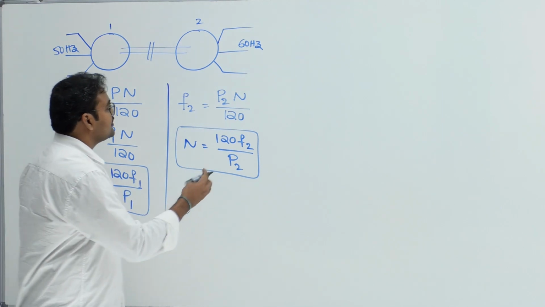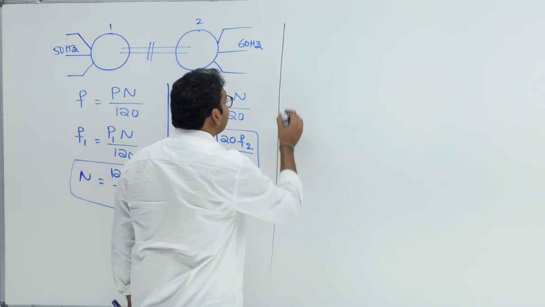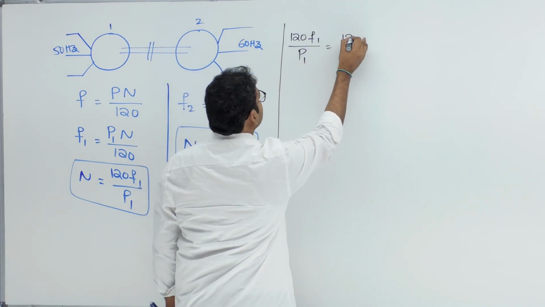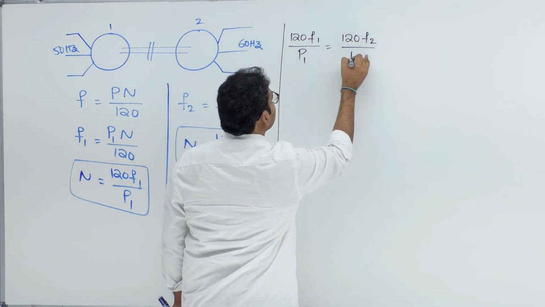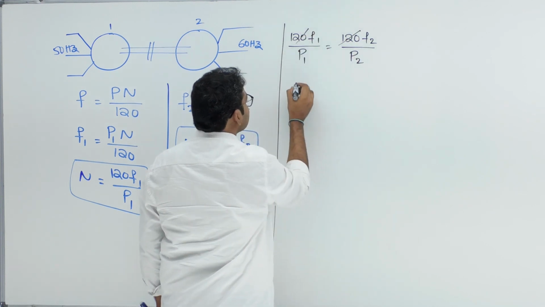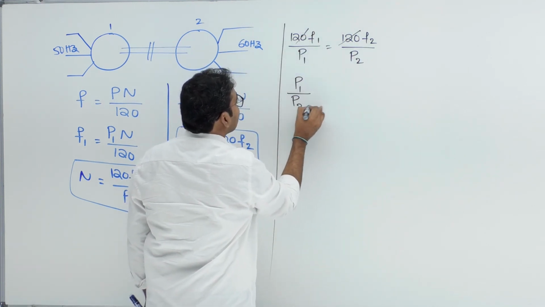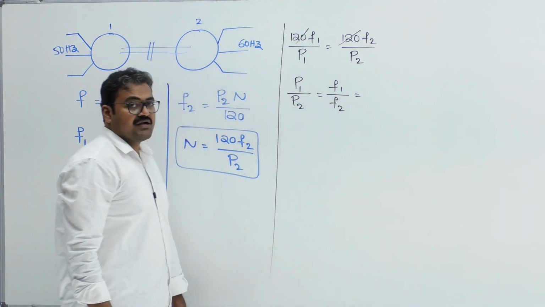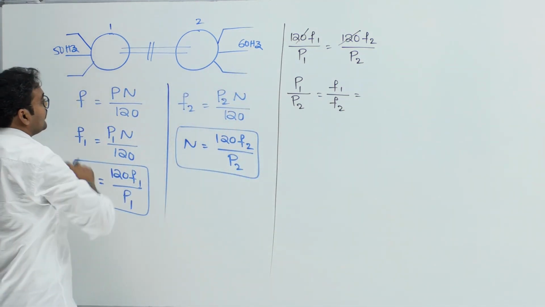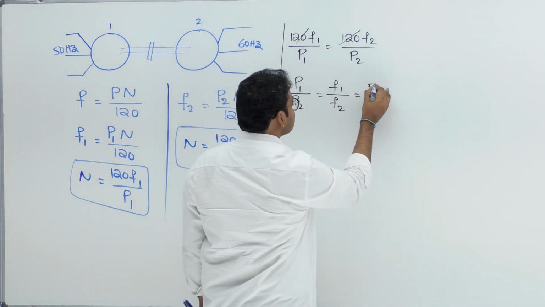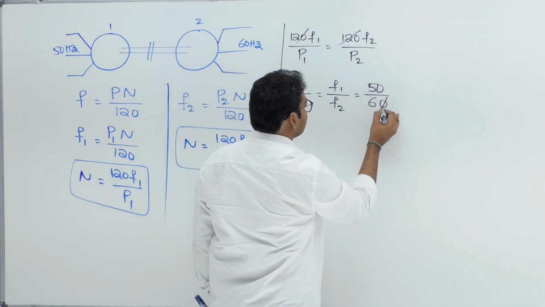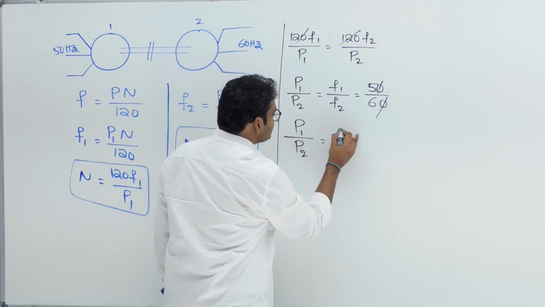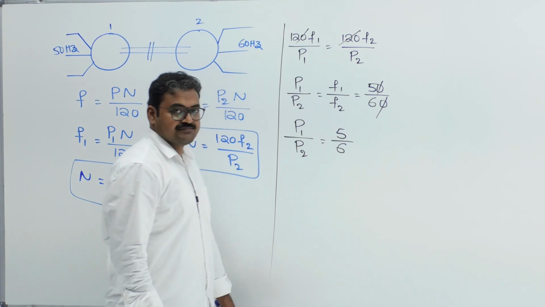So let me equate both of them. If I equate both of them, 120 F1 by P1 is equal to 120 F2 by P2. 120 will cancel. Therefore, P1 by P2 is equal to F1 by F2. Here, F1 means machine 1 operating frequency, 50 Hz. F2 means 60 Hz. 0 will cancel. Therefore, the P1 by P2 ratio should be equal to 5 by 6.